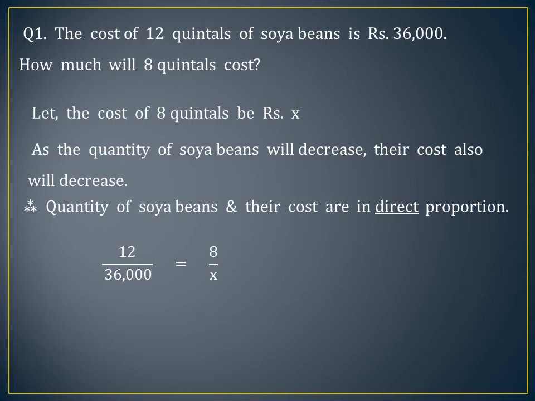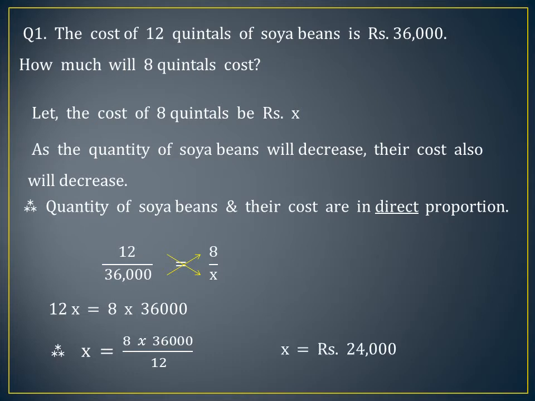So if it's price you are going to take as the numerator, then similarly the price will have to be taken on the right hand side as well in the numerator. If we cross multiply, we'll get 12 into x is equal to 8 into 36,000. So x is equal to 8 into 36,000 upon 12, which gives us 24,000 rupees as the cost of 8 quintals.